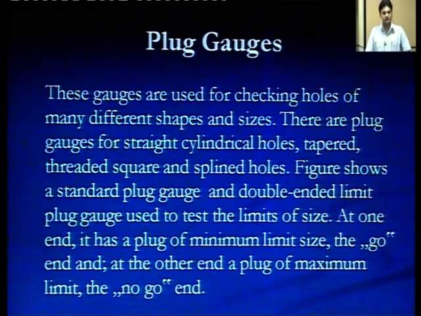Now, these gauges are used for checking holes of many different shapes and sizes. Any shape of hole can be checked with the plug gauges. These are plug gauges for straight cylindrical holes, tapered, threaded, square and splined holes. The figure shows a standard plug gauge and a double ended limit plug gauge used to test the limits. At one end, as already shown, it has a plug of minimum limit size, the go end, and the other is the plug of maximum limit size, that is the high limit, and this is the no go end.